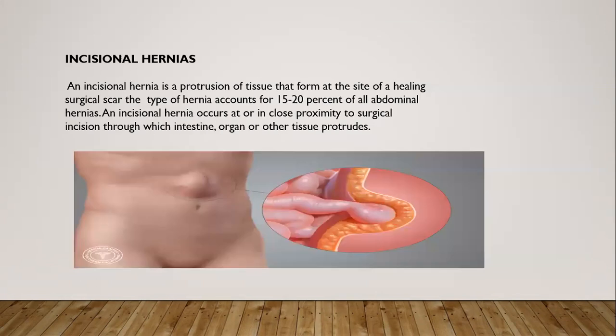Next we have incisional hernias. An incisional hernia is a protrusion of tissue that forms at the site of a healing surgical scar. This type of hernia accounts for 15% of all abdominal hernias, and it occurs at or in close proximity to a surgical incision through which intestine, organ or other tissues protrude. For example, if somebody has undergone exploratory laparotomy, there is that midline incision that they do. Now that has become a potential weakness for the viscera to come out.